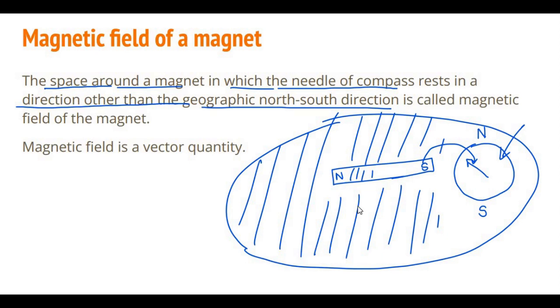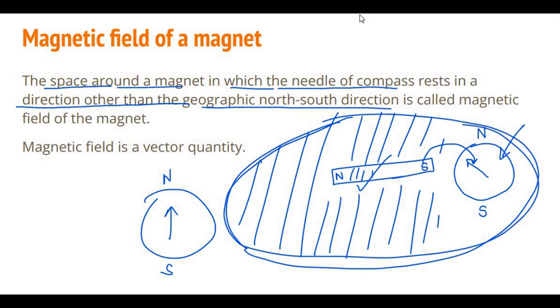But this is a limited area. If I take this magnetic compass out of this space, means out of this radius, you will see that as I take it outside, the needle is now pointing towards geographic north and south. That means the needle is not experiencing any more force due to the bar magnet.